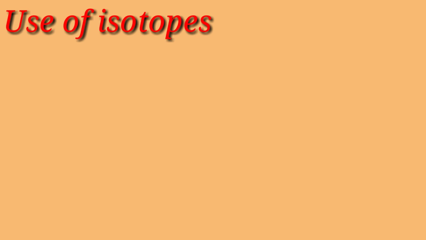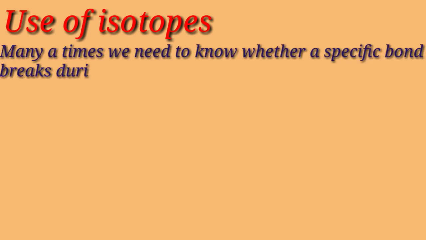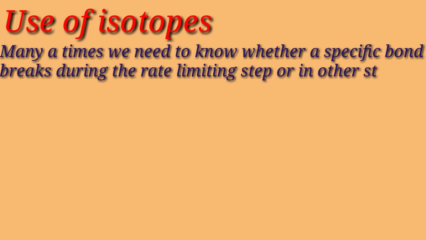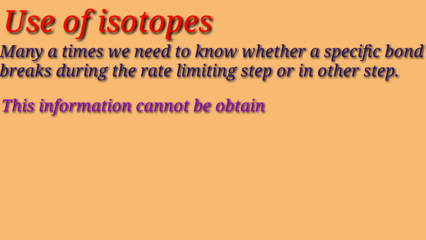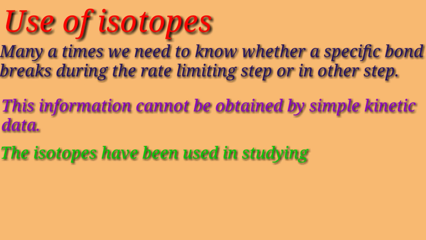Next is use of isotopes. In this, we shall see how the use of isotopes helps in determining the mechanism of reaction. Many times we need to know whether a specific bond breaks during the rate limiting step or in another step. This information cannot be obtained by simple kinetic data. The isotopes have been used in determining these finer aspects of reaction mechanism.